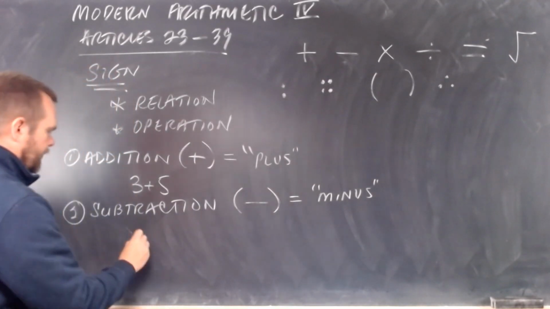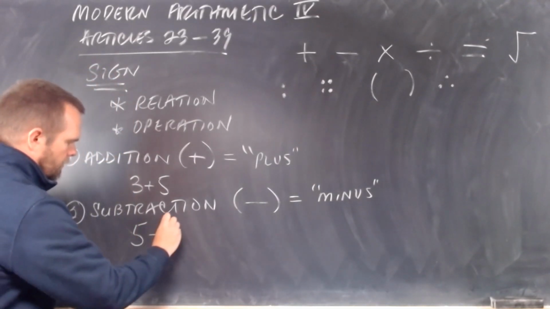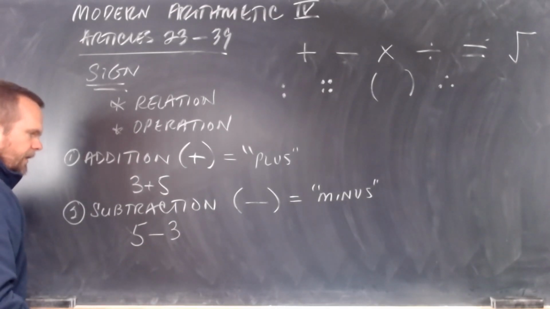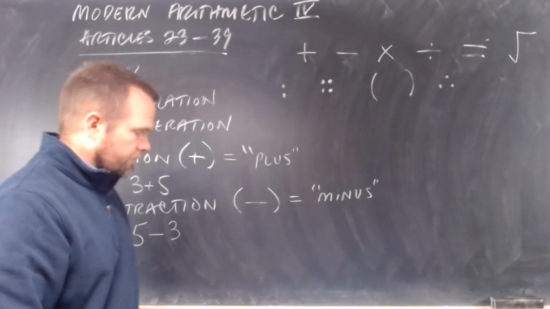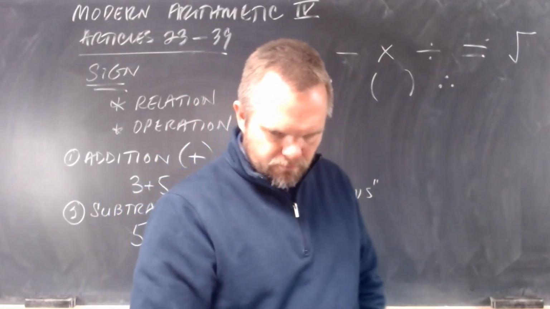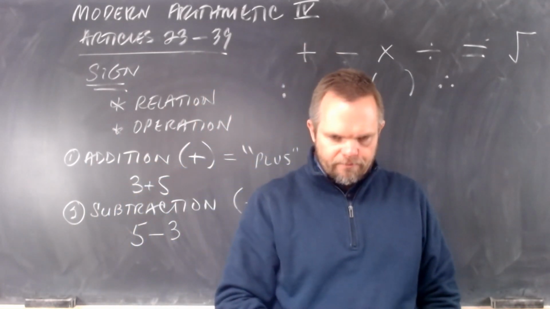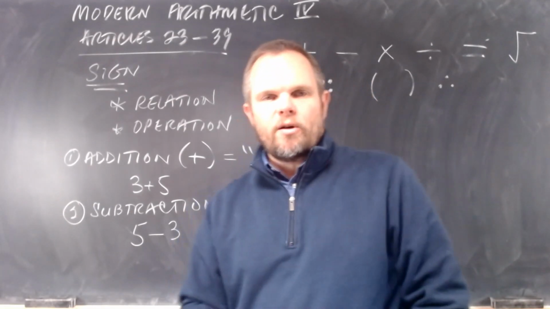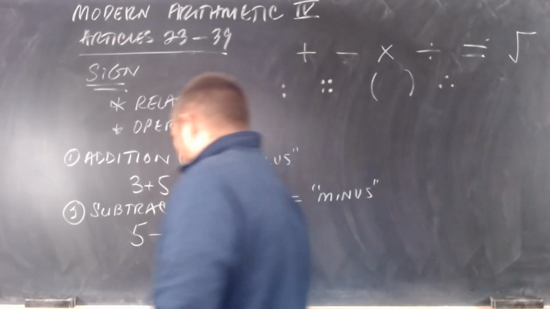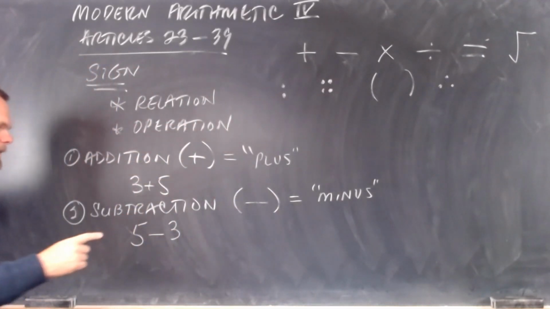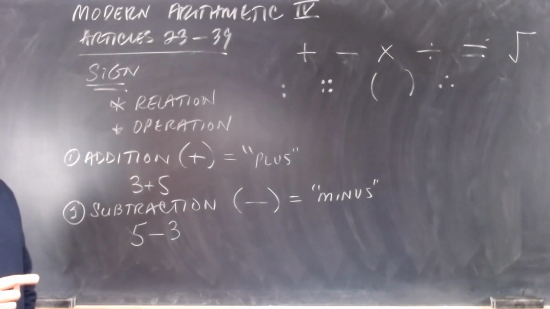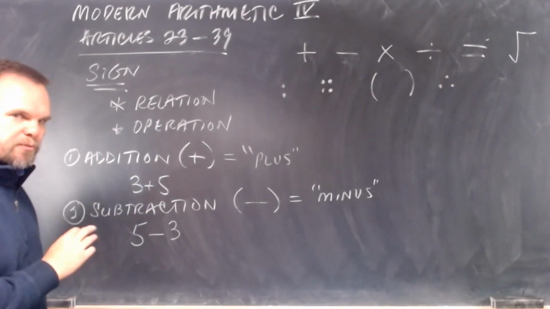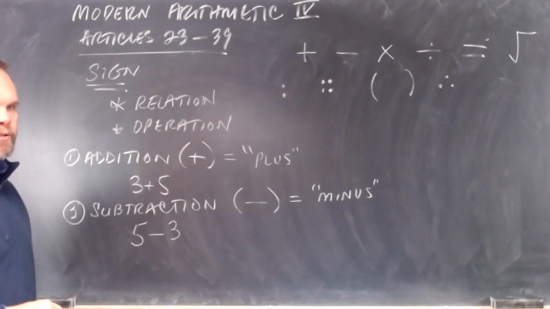And so if we read this as 5 minus 3. Simple stuff. The sign of subtraction. It's important for us to know, though, that addition can be written in any direction. It doesn't matter whether we write 3 plus 5 or 5 plus 3. But subtraction cannot be written in any direction.